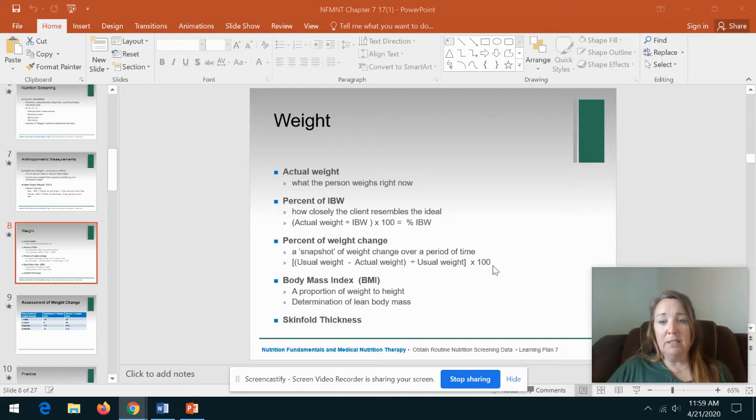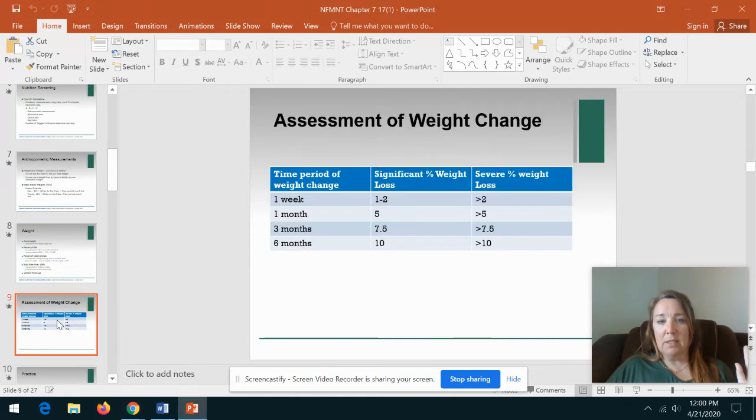Now, if the client has lost weight, the result will be a positive number. If the client has gained weight, it'll be reported as a negative number. And sometimes that trips up students when they see that negative number, but that's how the math figures out when we have a weight gain, okay? Once we've completed this percent of weight change, I'm just going to skip ahead to the next slide here.